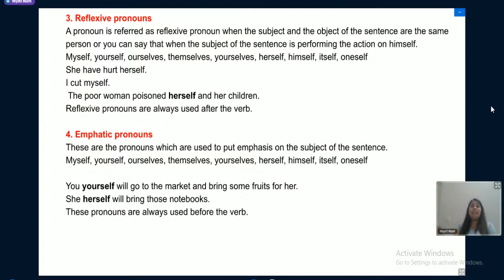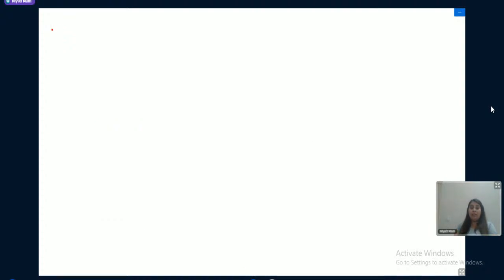So in this session, we are going to start with reflexive pronoun and emphatic pronoun. The very first thing you need to remember about these two is that the words that come under the category of reflexive pronouns and emphatic pronouns are the same. It means the same words are reflexive pronouns and the same words are emphatic pronouns.